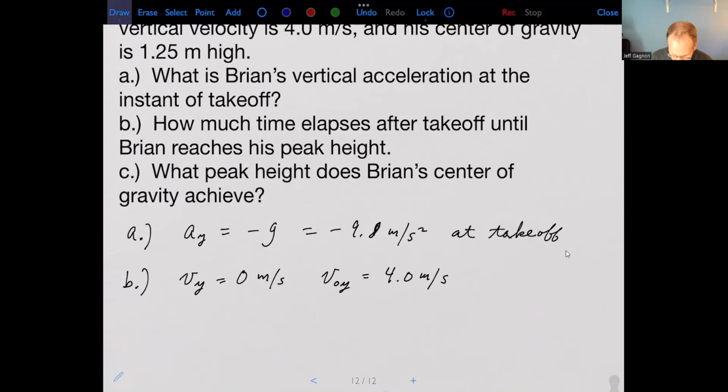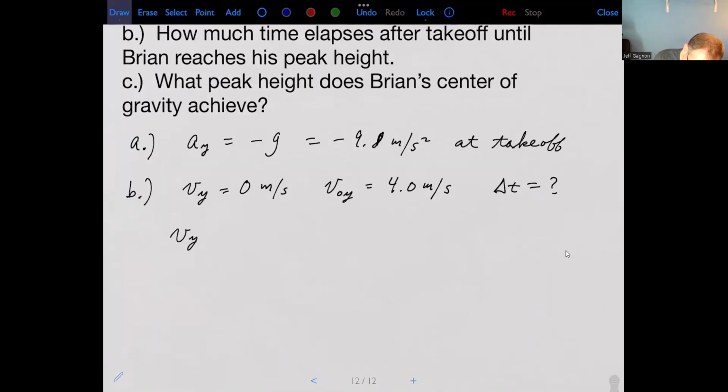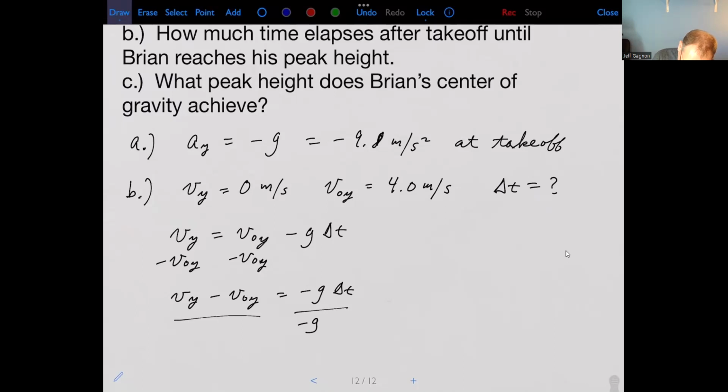We know g is 9.8, and the negative is already built into the equation. And we're looking for delta t, the time that it takes to reach the peak height. So actually, I can just use this equation. I know that Vy equals V naught y minus g delta t. If I solve this for delta t, I'll subtract V naught y from both sides, and I'm going to get Vy minus V naught y equals minus g delta t. I'll divide by minus g. So delta t is equal to Vy minus V naught y over minus g.